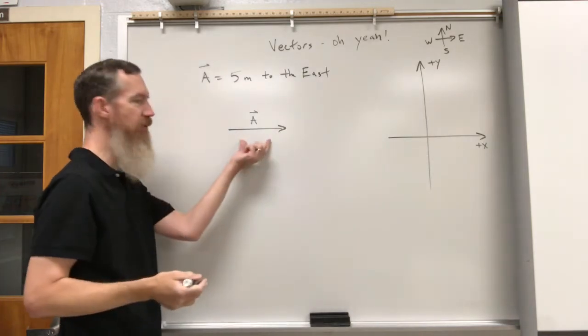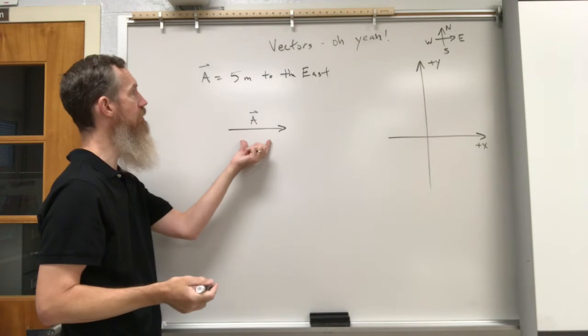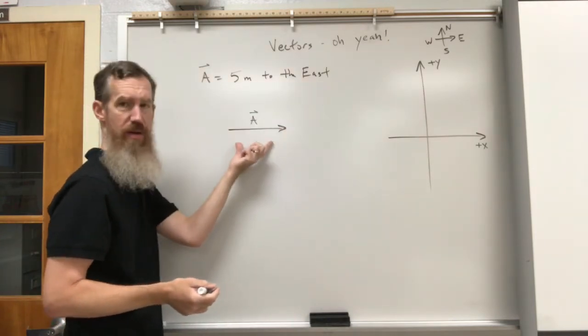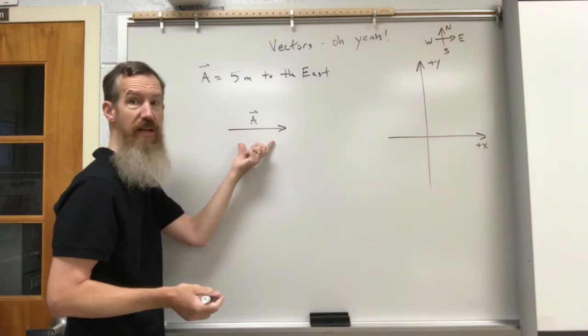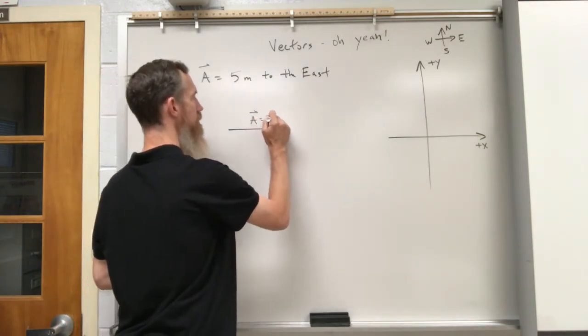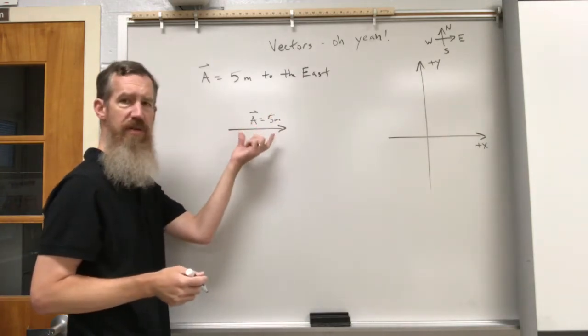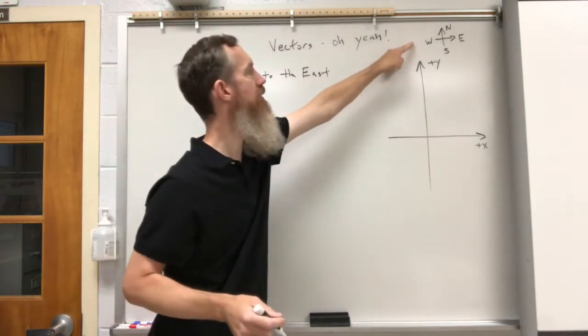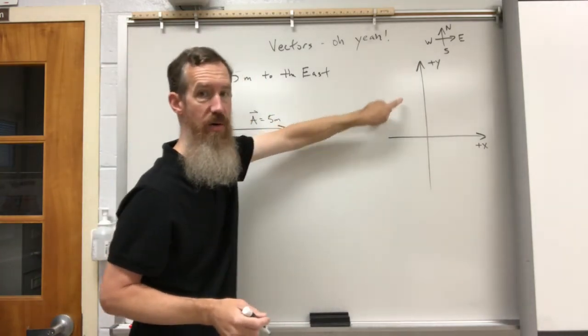And once it's labeled vector A, and if we have a notation nearby, we know this is worth 5 meters because of its scaling, or you could label it directly. And you don't have to put the direction because the arrow indicates the direction, assuming some kind of indicator or key or legend is nearby.